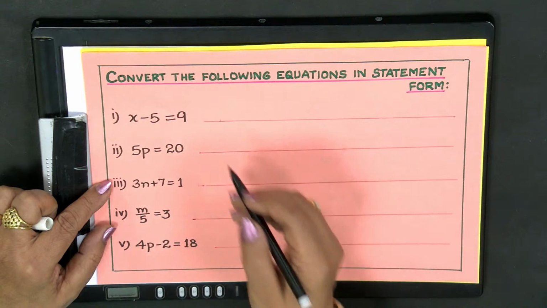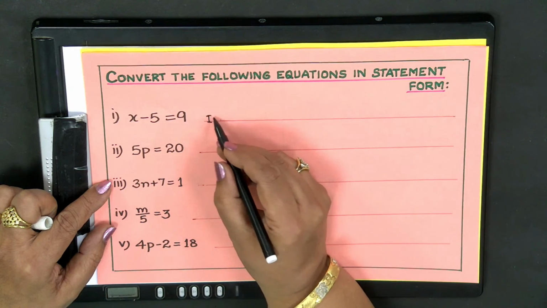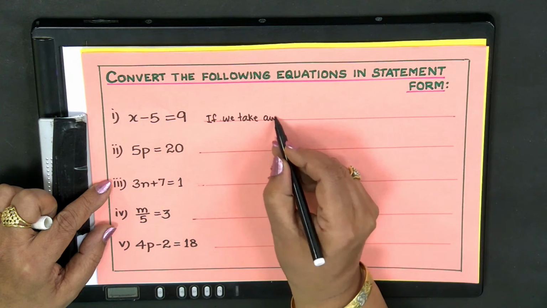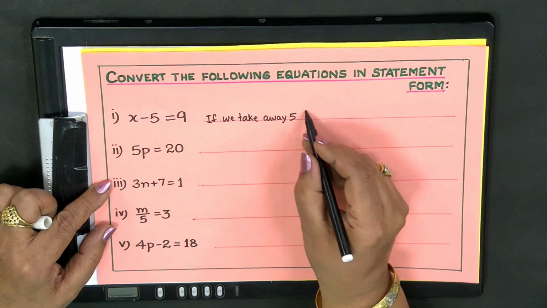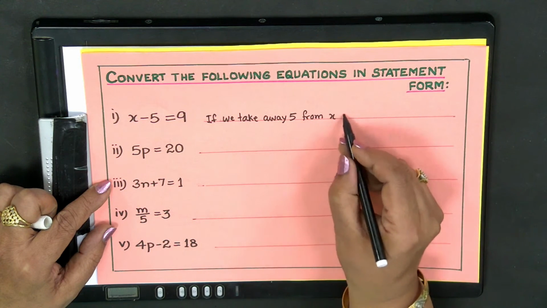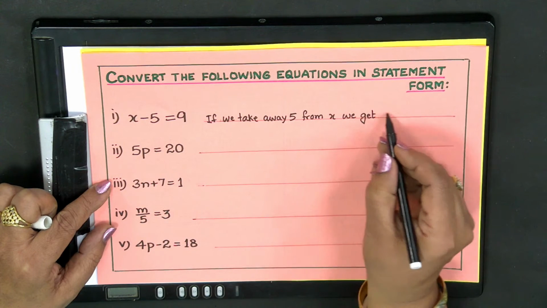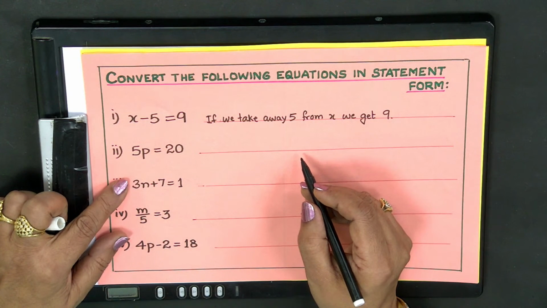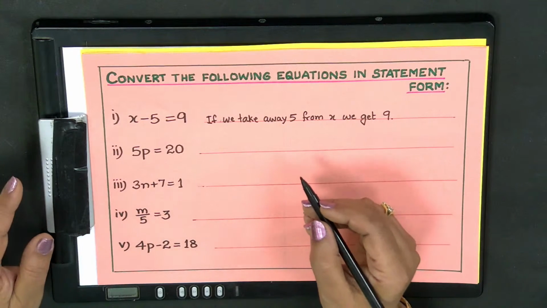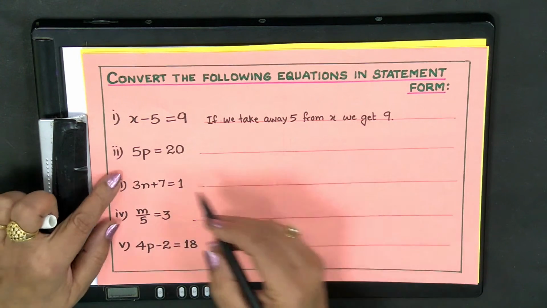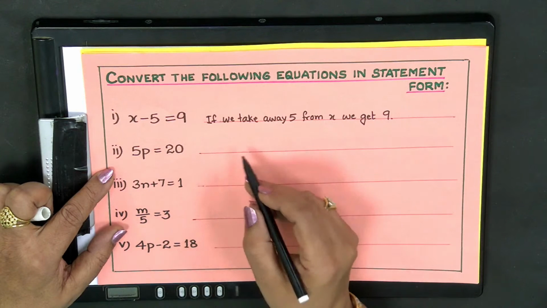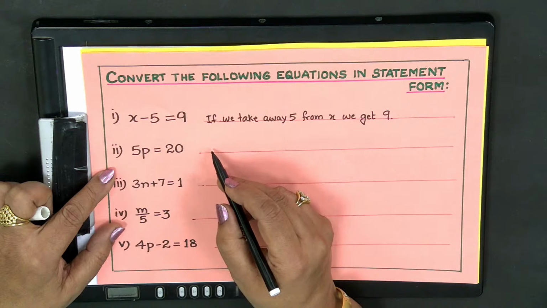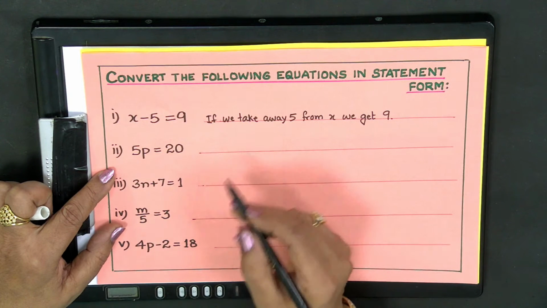Very good. Shall I write, if we take away 5 from X, we get 9? Yeah. Okay. That's a better format to write it. Yes. 5 subtracted from X gives us 9. That is also possible. Okay. It should convey what is the equation. Yeah. Okay. 5p is equal to 20. How should I write this down? It's 5 times p is equal to 20. Yes. I will write 5 times p gives 20. Okay.